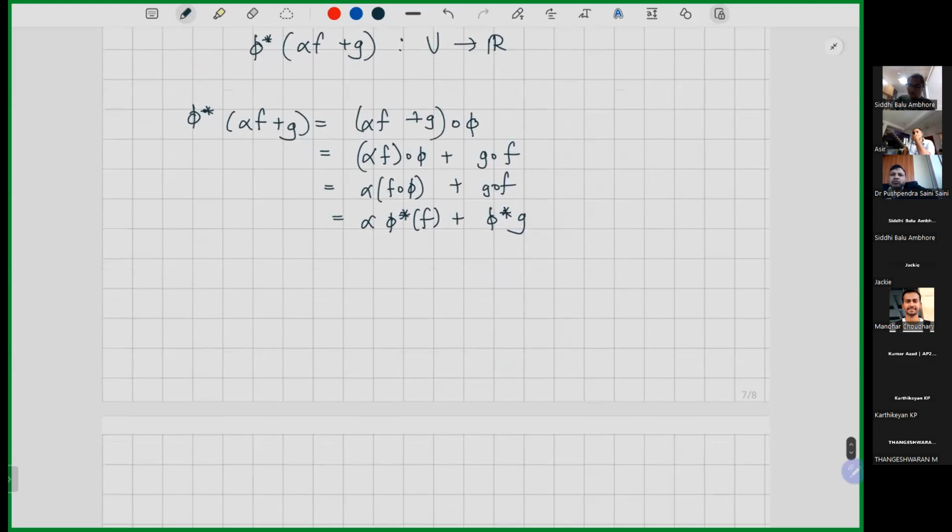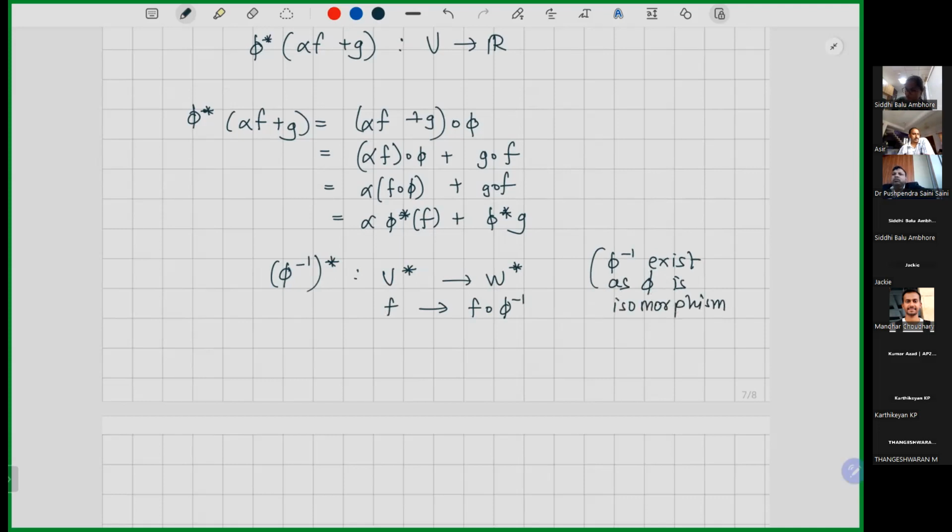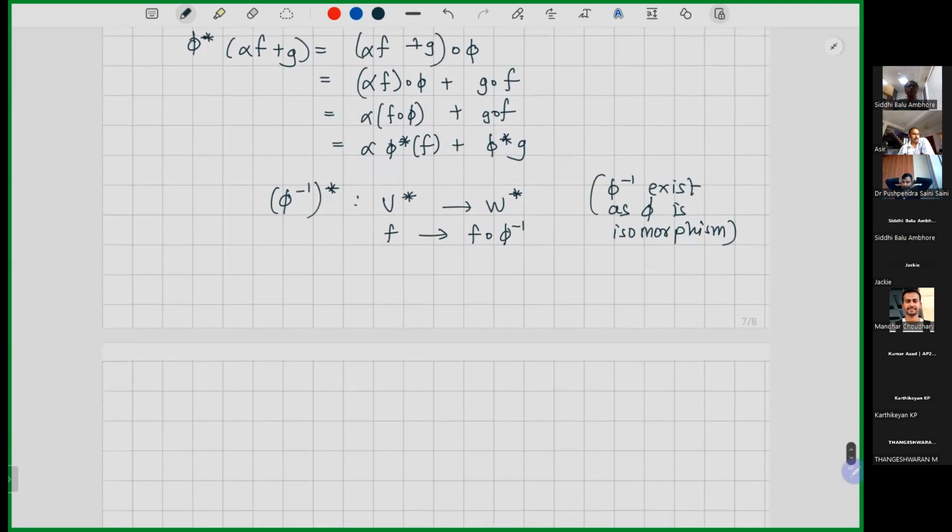Okay, so let us now claim that. Now we can similarly define phi inverse star from V star to W star, where we send F to F composed with phi inverse. So phi inverse exists as phi is an isomorphism. So now I have this phi star and phi inverse star.